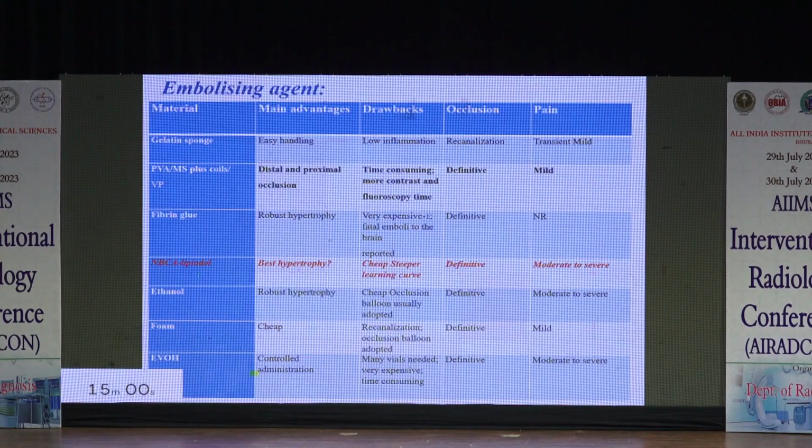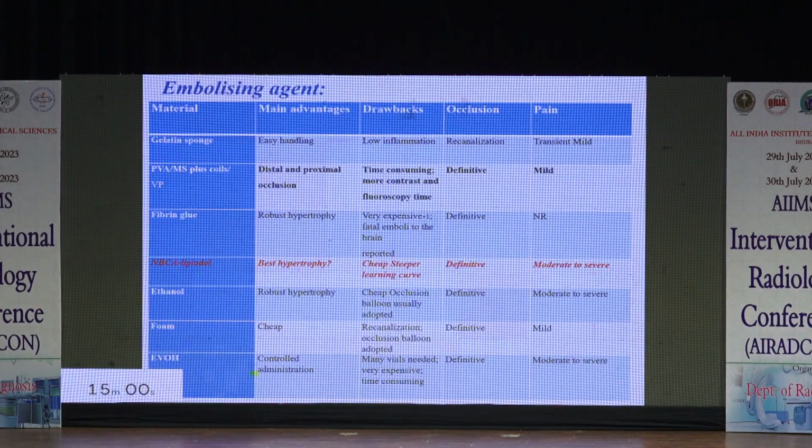So that is the reason the liquid embolic agents are the best agents, and they give the best hypertrophy as compared to others. People have used gelatin sponge and other things, but they don't give as good hypertrophy as compared to other agents. So my favorite is always glue.